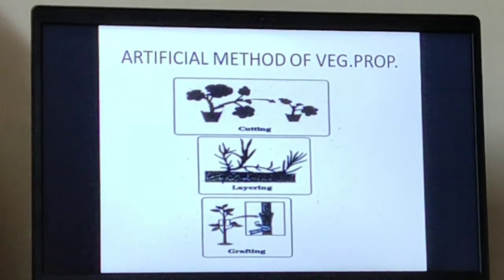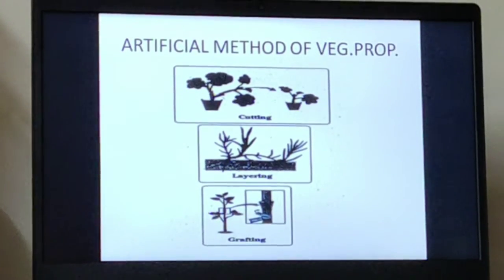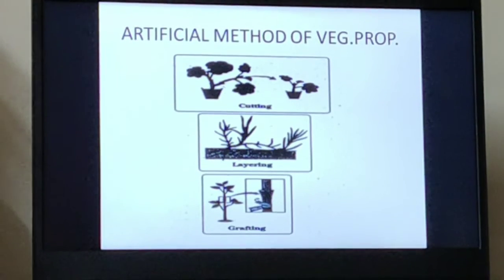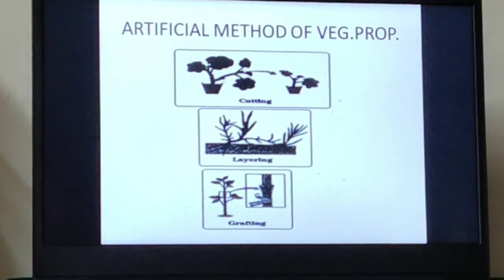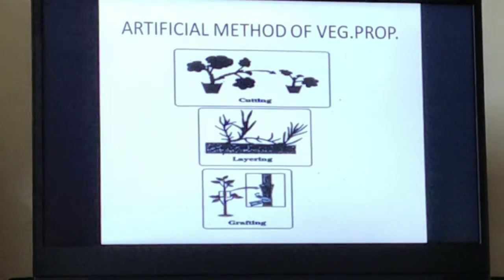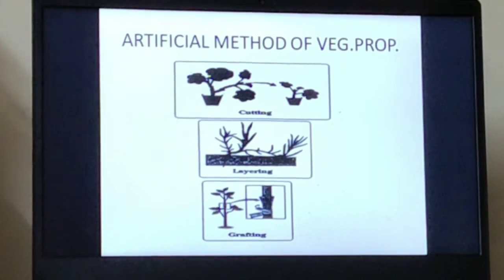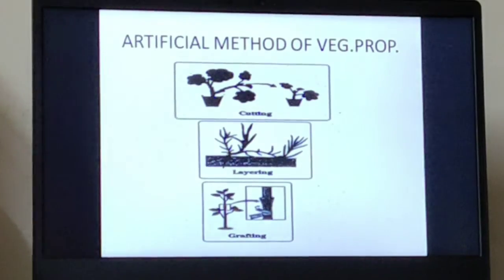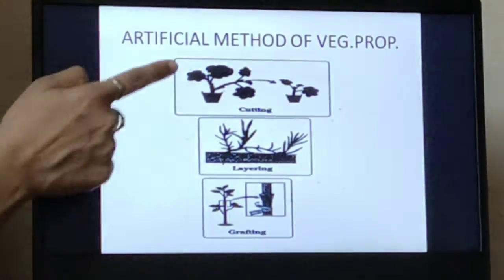Why? In the oblique section, it increases the surface area for the absorption of the nutrients and transportation of the water and minerals. But if we cut straight across, the surface area decreases. So we have to cut in an oblique section and then grow it in the soil. It will give rise to a new plant. One of the methods is cutting.